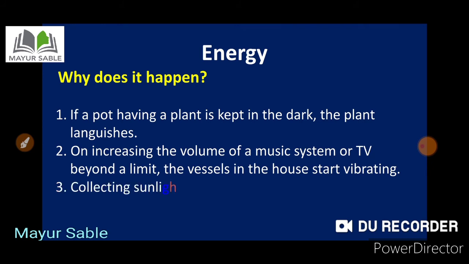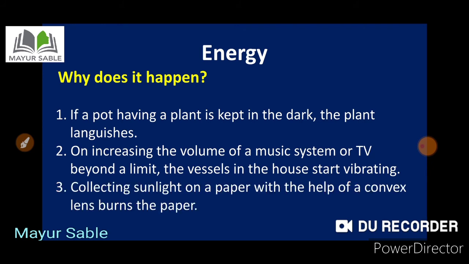Then the next question is, collecting sunlight on a paper with the help of a convex lens burns the paper. Again we know that sunlight is a form of energy, and the convex lens has the property of converging a beam of light or rays of light. Therefore, as the sunlight possesses energy and gets converged at a single point, that energy becomes great enough to burn the paper.